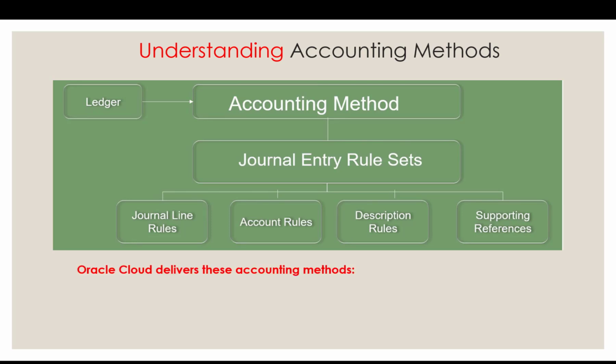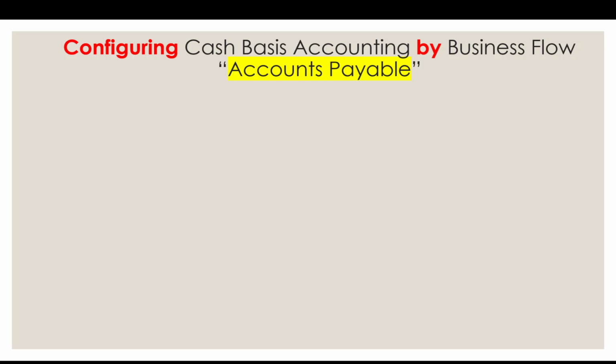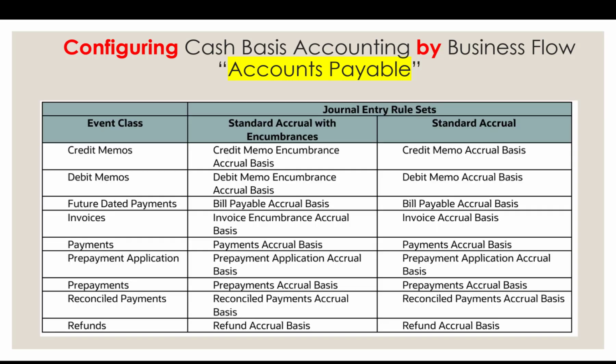As we know, Oracle delivers these accounting methods: standard accrual and standard accrual with encumbrance. To configure cash basis accounting by business flow for accounts payable: for cash basis accounting entries, the standard accrual or the standard accrual with encumbrance journal entry rule set can be used as a starting point. The rule set can be duplicated and modified to meet your organization's specific requirements.